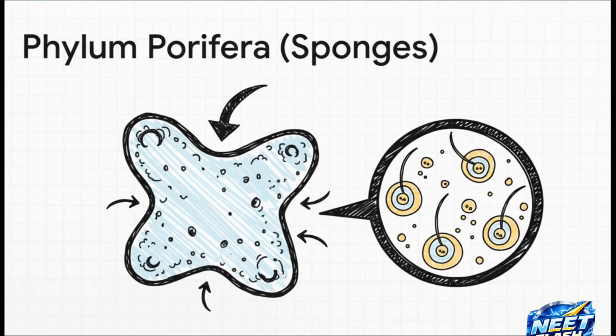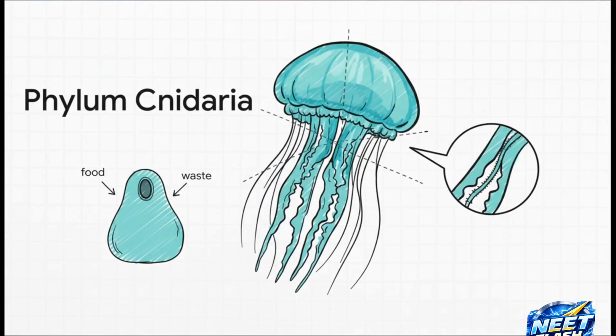Now these guys are about as basic as it gets. They operate at the cellular level, which means they don't even have true tissues or organs. They're basically just a loose collection of specialized cells working together. Their unique canal system lets them filter food out of the water, and then each cell is responsible for digesting its own little meal. Next, wow, we see a massive leap forward with phylum Cnidaria.